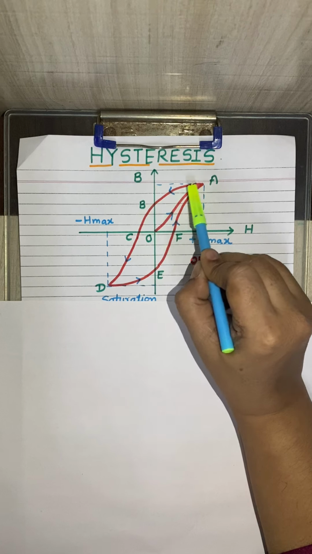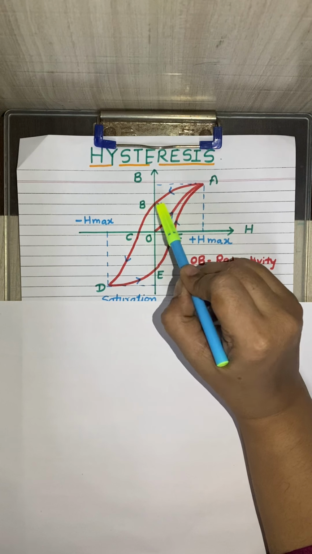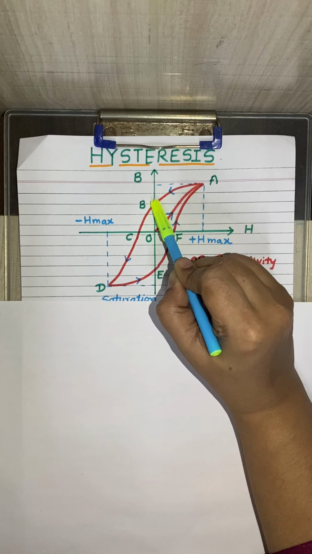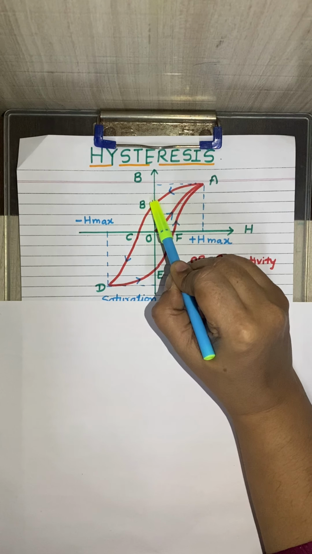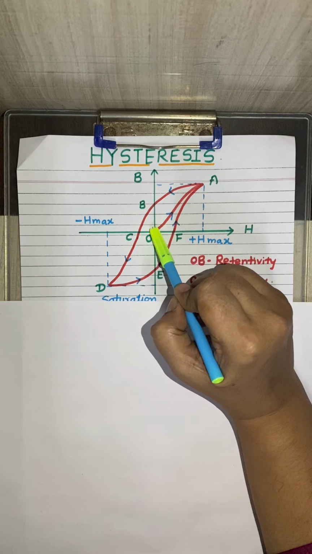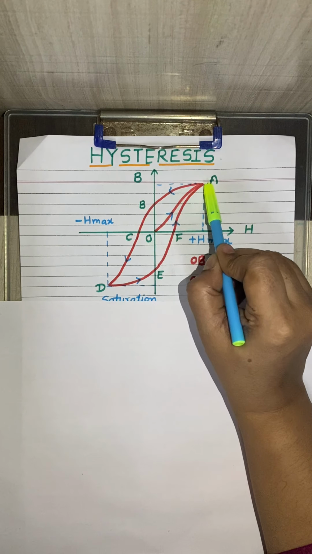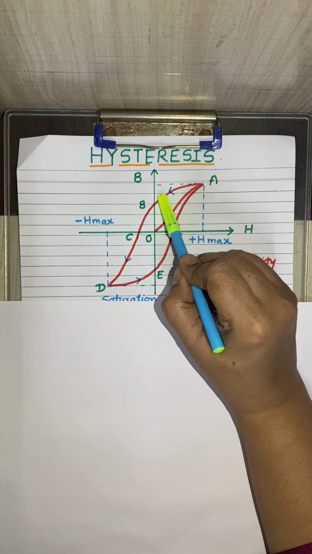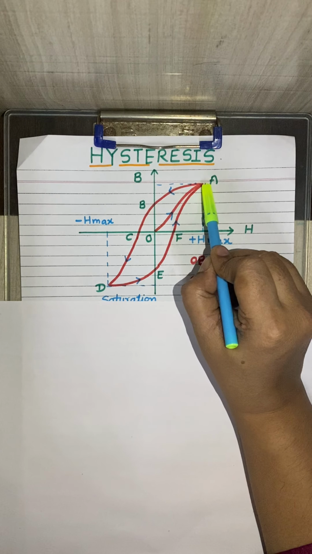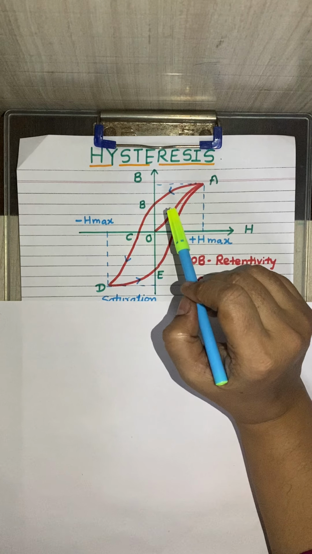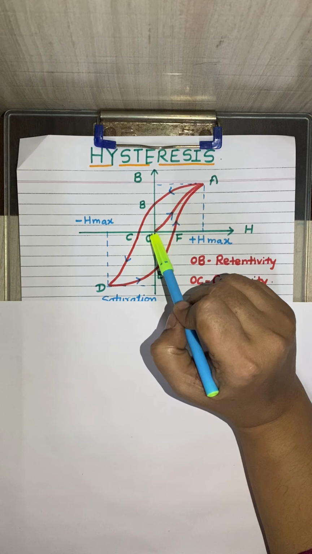H is gradually decreasing to 0. But B is not going to be 0. You can see that although H is 0 at the point B, the B value is not 0. So along the new path opted by the material from A to B, it is found that the magnetic induction B does not become 0.